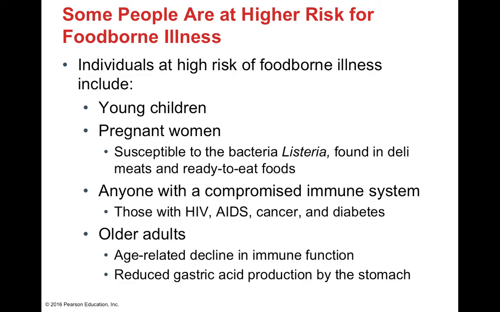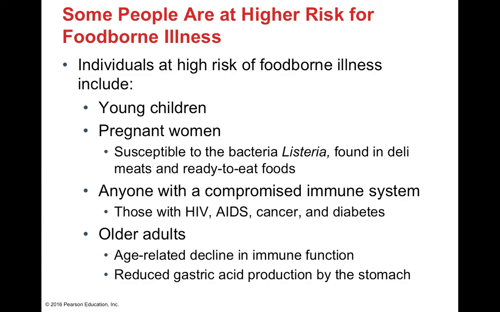Why? Because these things can harbor microbial growth, and because they have a compromised immune system, they can become extremely sick more easily than normal, healthy adults. Same thing for those with HIV, AIDS, cancer, and diabetes. They already have a compromised immune system, and so they want to try to avoid anything that can make them sick. And this can also be true of older adults who have an immune function decline due to age, and they also have a reduction in gastric acid production. And reduction in gastric acid means that things that they consume might not be killed off by the HCl that's in their stomach, right?